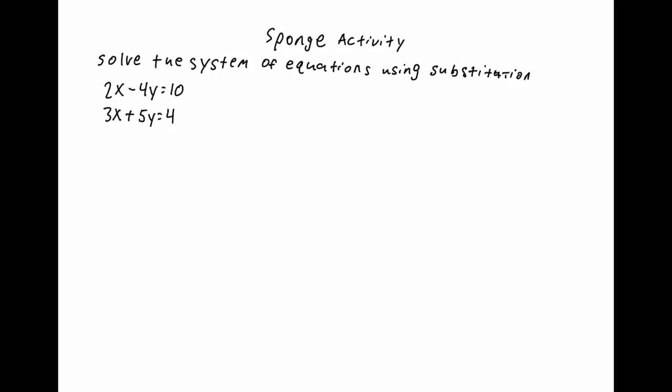Alright, now time for the sponge. Solve the system of equations using substitution. So we have this system of equations here, 2x minus 4y equals 10, and 3x plus 5y equals 4. So you'll have to solve for one of the variables and then substitute it in, and eventually getting you both x and y. I need x equals and y equals.